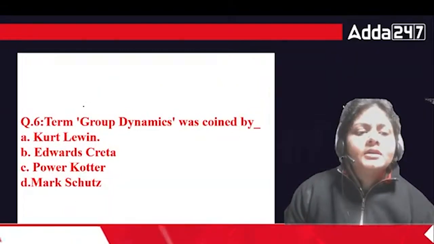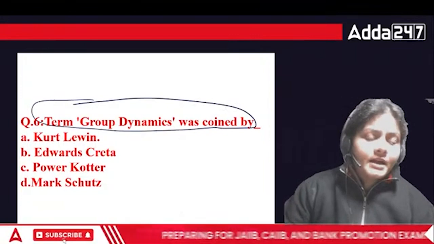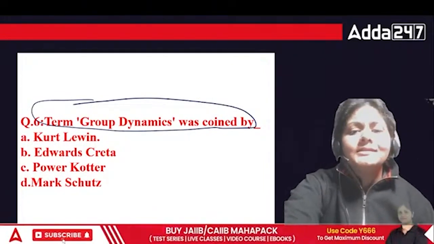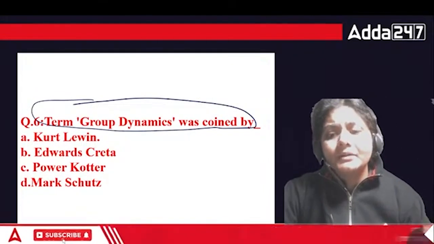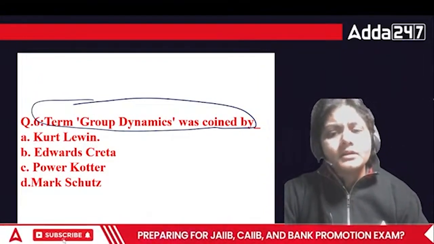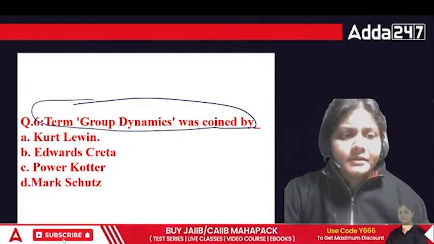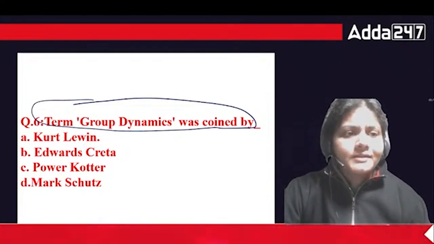Next question is, the term group dynamic was coined by, right? You have to remember the scientist name also. Whatever management guru is there, you have to remember their name, right? So what is the right answer? Tell me, which one is the right answer?